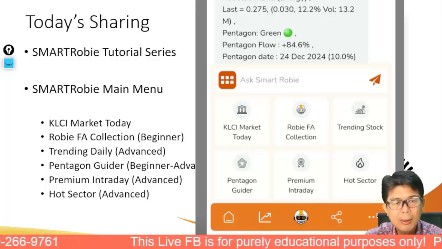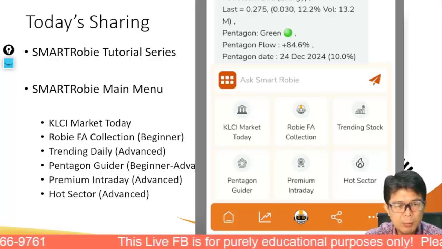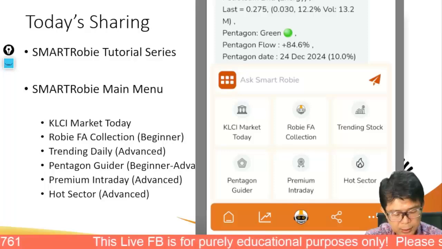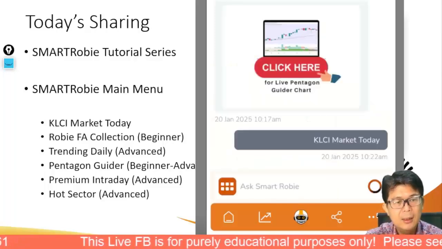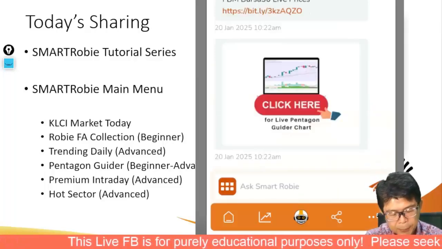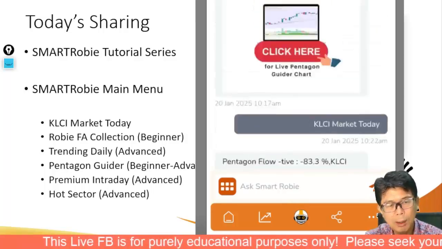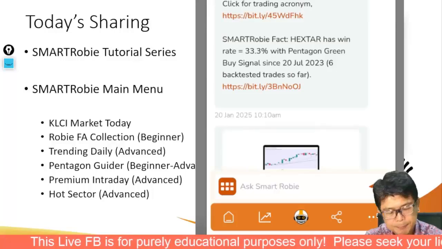All right, so we have covered all the 6 sections, and now we're going to look at each individual one before we go to 1 or 2 questions. Now the first one is the KLCI. So you can see here the KLCI, and it pops up. It runs a bit like a chatbot, so you need to scroll up and down, just like I'm using my finger here.